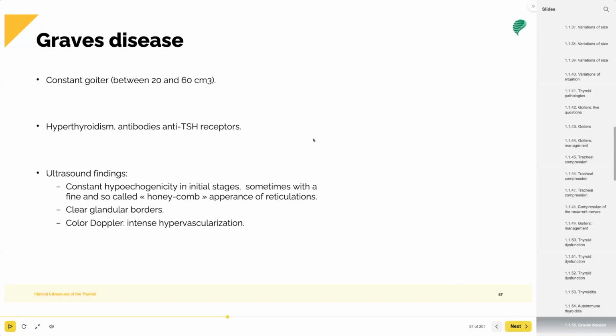In terms of Graves' disease, usually it's a constant goiter or enlargement between 20 and 60 cubic centimeters. It's typically present in patients that have clinical signs. Usually the presence of anti-TSH receptor antibodies is also observed. On ultrasound, the thyroid gland appears hypoechoic, especially at the beginning, with a honeycomb appearance.